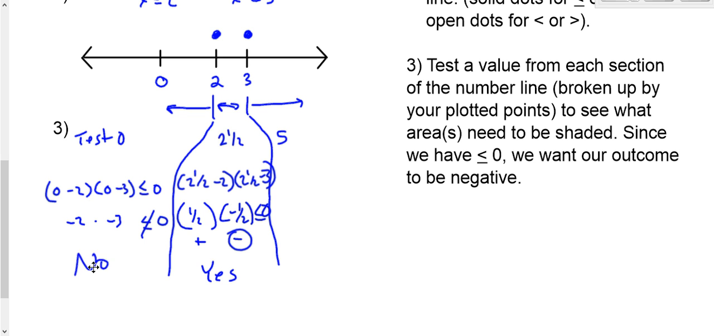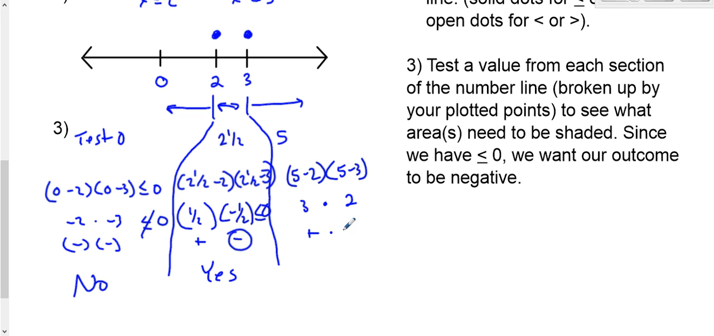If I think about what I did over here, this is a negative times a negative, which is going to be positive. Now let's test our 5. If I go 5 minus 2 and 5 minus 3, that is going to be 3 times 2. 5 minus 2 is 3, and 5 minus 3 is 2. That's a positive times a positive, and I have 0 negatives. So my answer is a positive outcome, and I need a negative. So this is no.